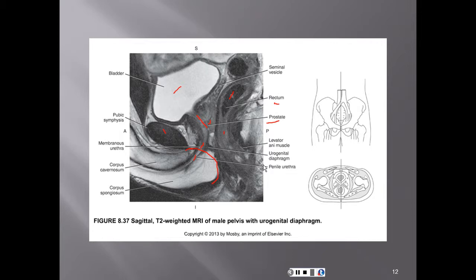Another thing that we should point out on this picture is the seminal vesicle. Seminal vesicle, this contraption right there, lays superior and anterior to the prostate. So in this sagittal image, the seminal vesicle is seen there. On an axial image, you will see the seminal vesicle flanking the prostate, like Mickey Mouse ears.